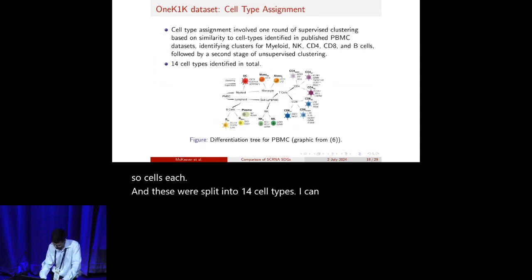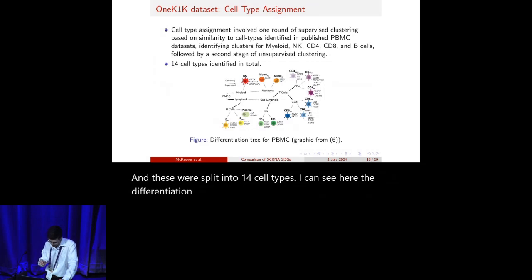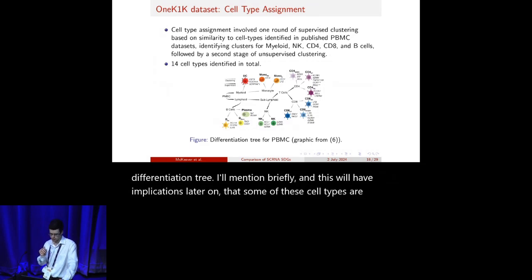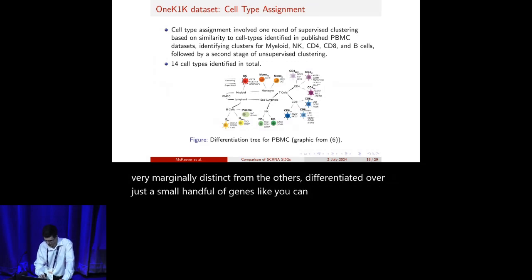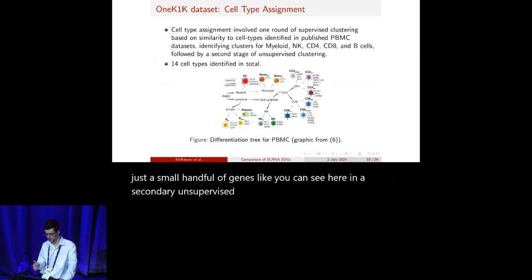You can see here the differentiation tree. I'll mention briefly, and this will have implications later on, that some of these cell types are only very marginally distinct from the others, differentiated over just a small handful of genes, like you can see here in a secondary unsupervised clustering stage used to determine cell types.